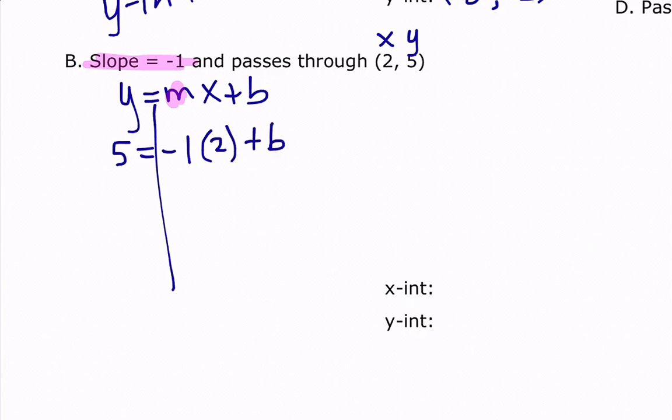And I don't know b. That's the whole reason I'm doing this. I'm trying to solve for b. That's why I'm plugging in. I want to plug in for y, m, and x so I can solve for b. Remember, I use parentheses here because when two variables touch, that means multiply.